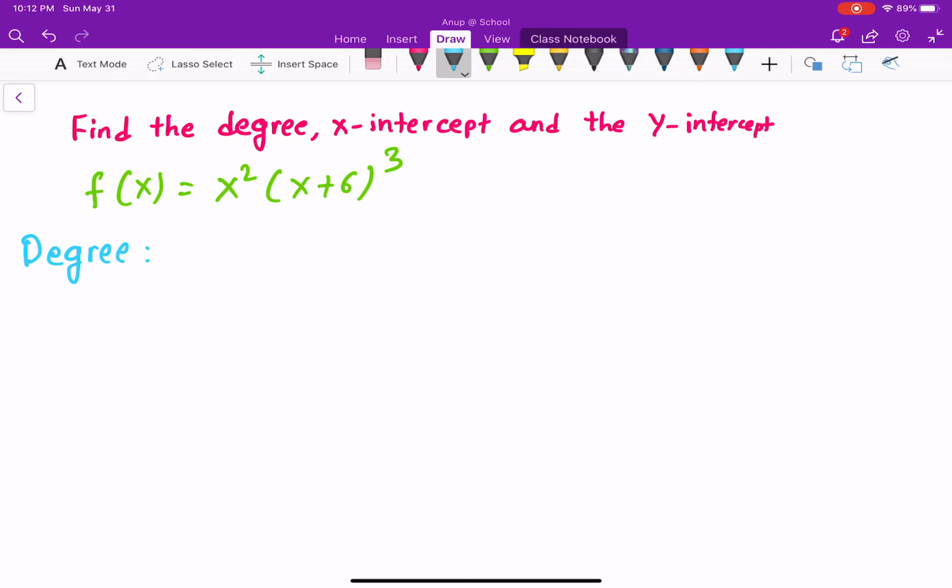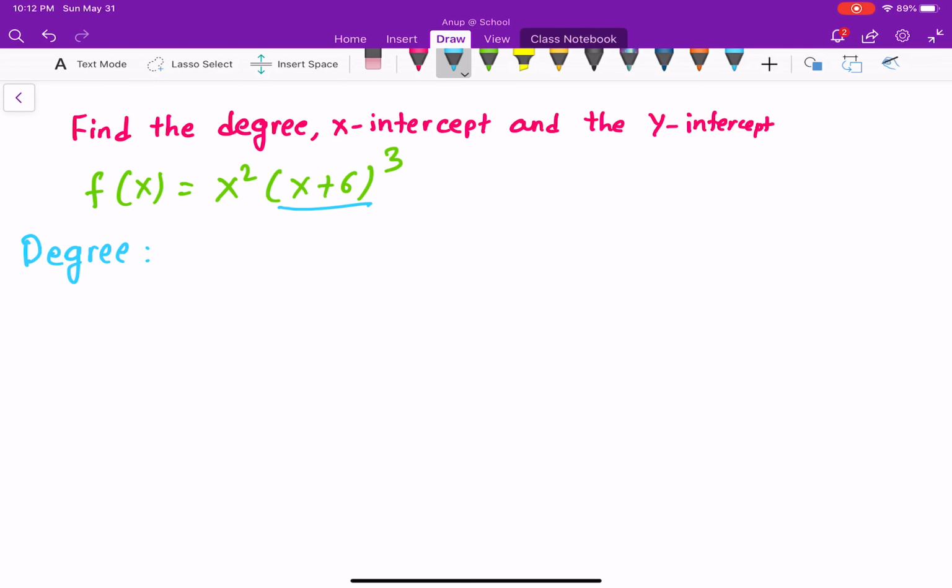First of all, is it a polynomial function? If we expand (x plus 6) to the power cube, that means (x plus 6) multiplied with (x plus 6) multiplied with (x plus 6), then we get an expansion that clearly looks like a polynomial. When we multiply by x squared, then still it will be a polynomial function.